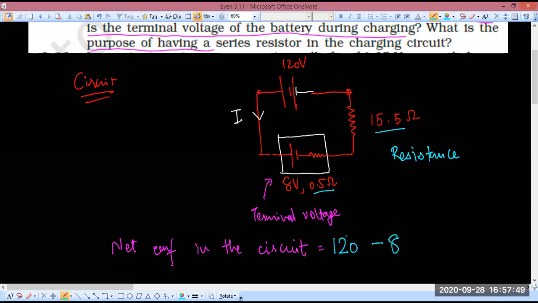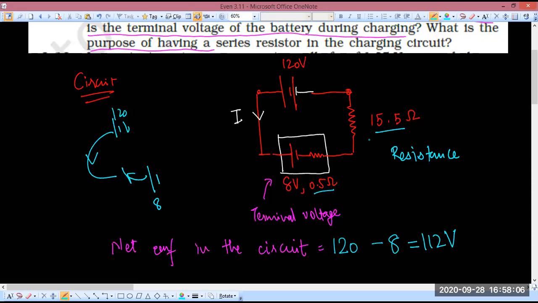Again, why are we subtracting? The reason I've told you is that this 120 volt battery will try to make current flow like this, but this 8 volt battery will try to make current flow like this, opposite. So that's why the net EMF is only 112 volt. Okay, so I hope that's clear.